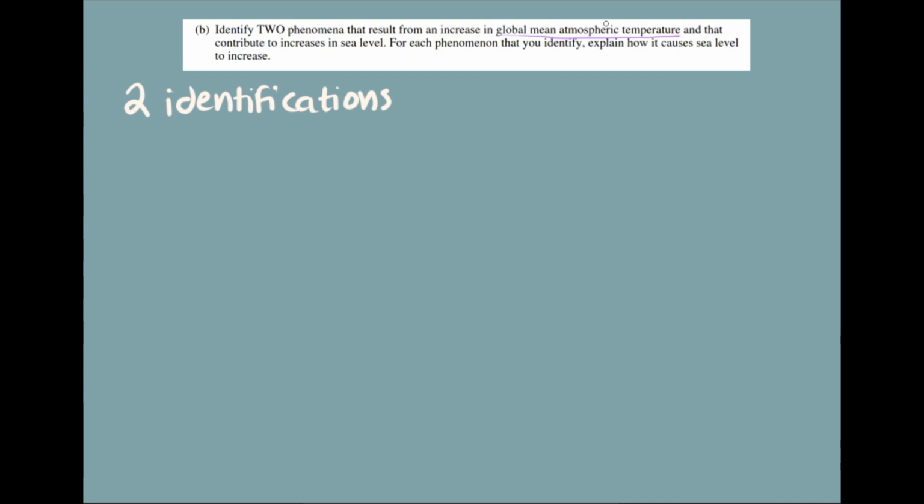So we're looking at how an increase, let me do a different color here, an increase in temps worldwide, globally, so an increase in temps, how does that correlate to an increase in sea levels? Or how will that lead to an increase in sea levels? And we're looking at two phenomena. So we have to identify two things that are going to happen with that pattern.